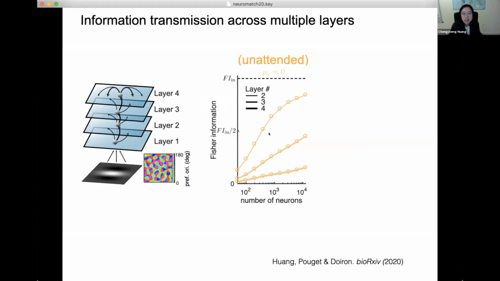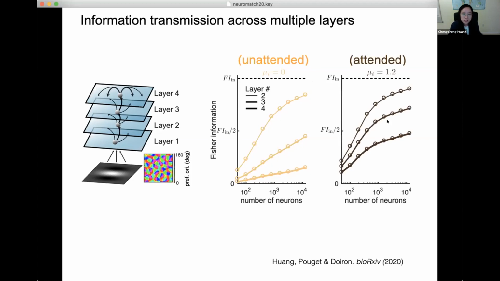You can see that the information quickly deteriorated across layers. This is layer 2, layer 3, layer 4. On layer 4, the total amount of information is already only a small percentage compared to the input information. Whereas in the attended states, the network is more stable, and we can see that much more information is retained in the last layer.